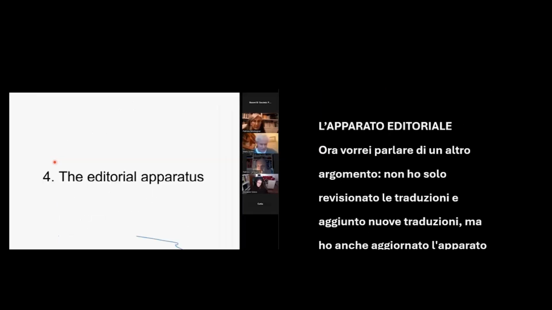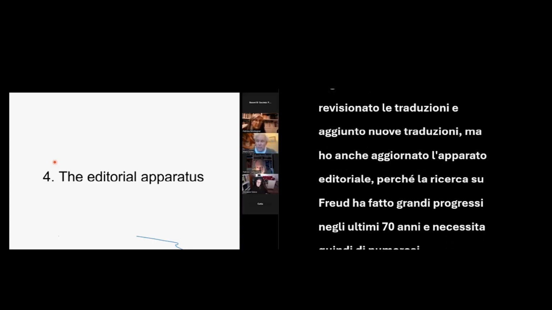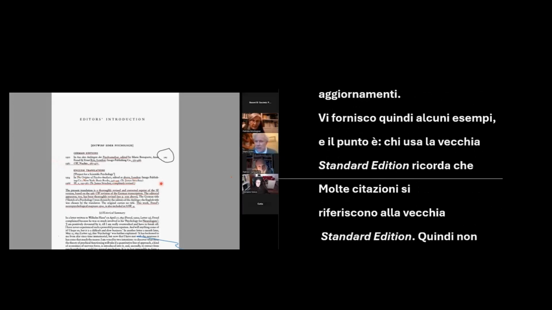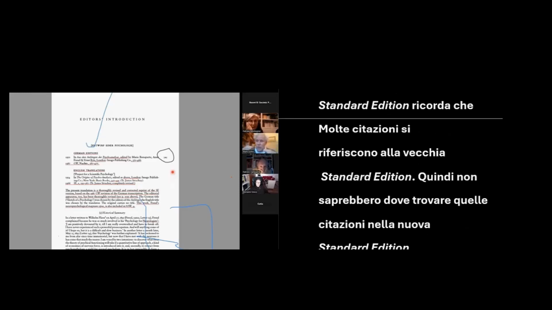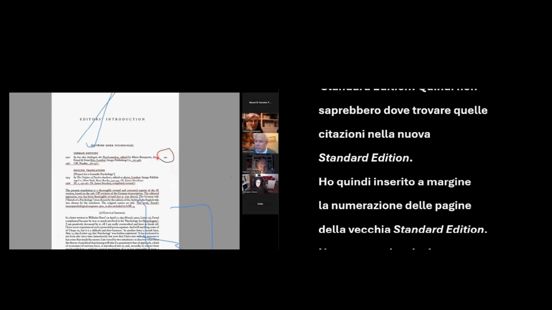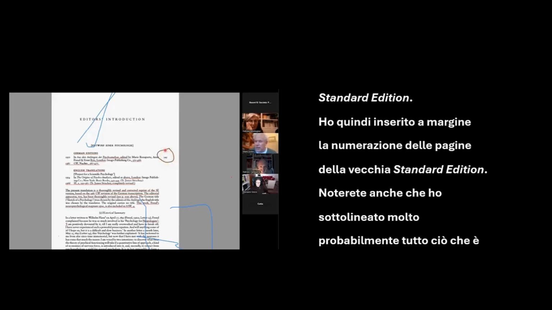Now I want to speak about another topic, which is that I didn't only revise the translations and add new translations, I also updated the editorial apparatus because Freud's scholarship has progressed a great deal in the last 70 years, so it needs a lot of updating. So here I'm giving you some examples. The one thing is people using the old standard edition, and remember that a lot of the literature cites the old standard edition, so they wouldn't know where to find those quotations in the new standard edition, so I've put in the margins the old standard edition pagination.